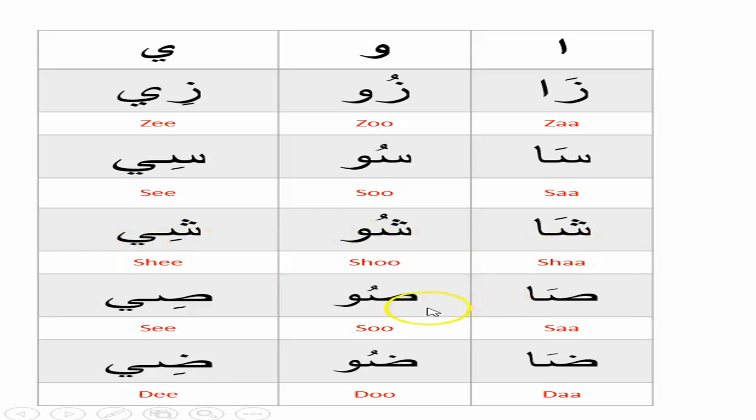Sa, su, si. Ba, du, di. Again, these are two heavy letters. Sa, da, su, du, si, di.